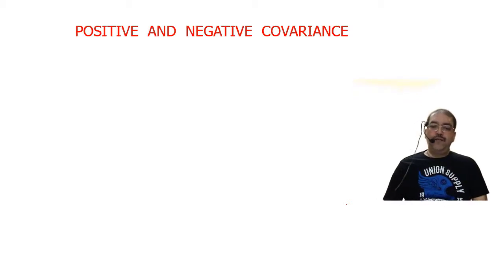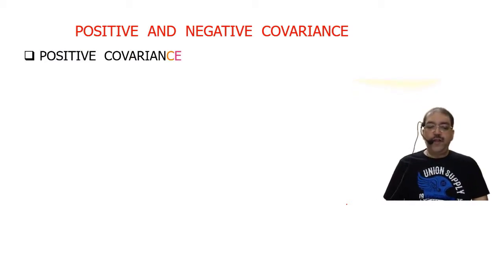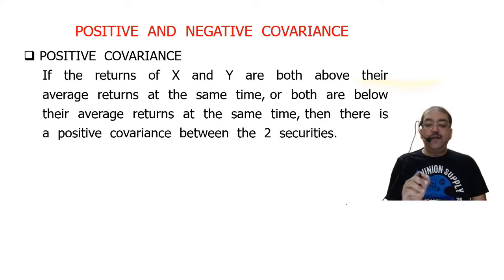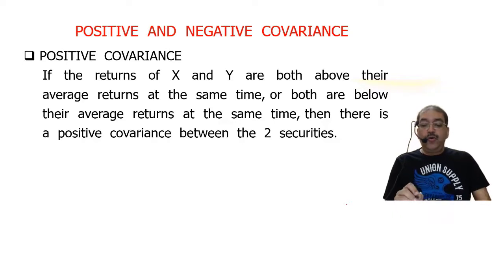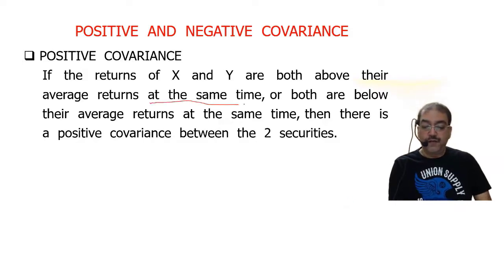Positive covariance and negative covariance. What is positive covariance? If the returns of X and Y are both above their average returns at the same time, or both are below their average returns at the same time. This is important: at the same time. Then there is a positive covariance between the two securities.